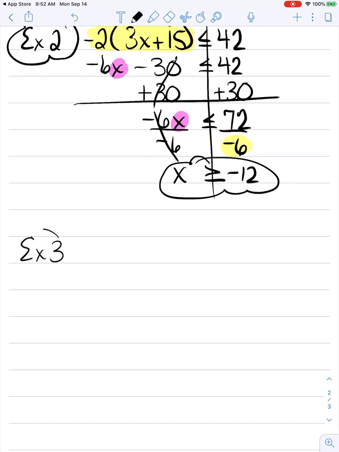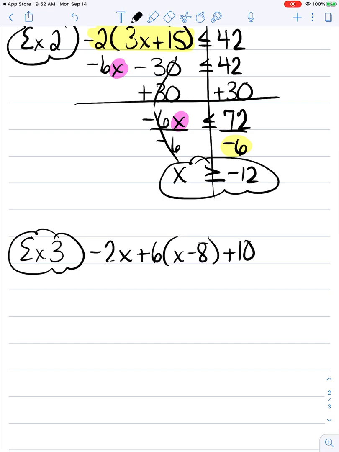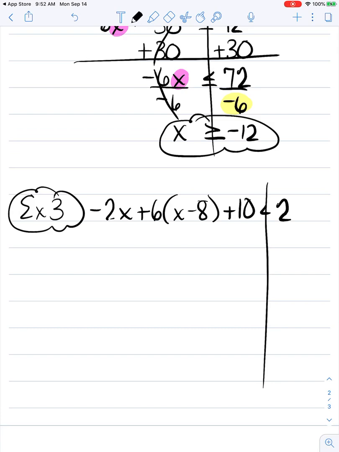Example 3. We have negative 2x plus 6 times x minus 8 plus 10 is less than 2. So I'm going to split that at the inequality sign. The first thing that I notice is I don't have fractions or decimals, but I do have the distributive property right here. So I'm going to bring down everything that's not a part of that so I don't forget anything. So now I'm going to distribute that 6 through. So 6 times 1x is 6x. 6 times negative 8 is negative 48.